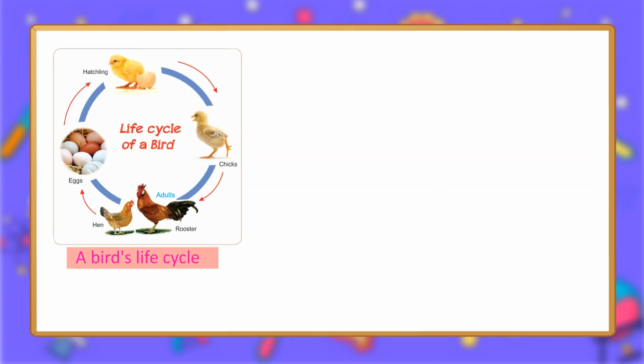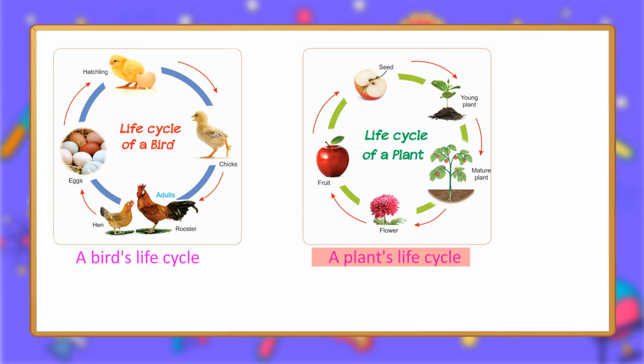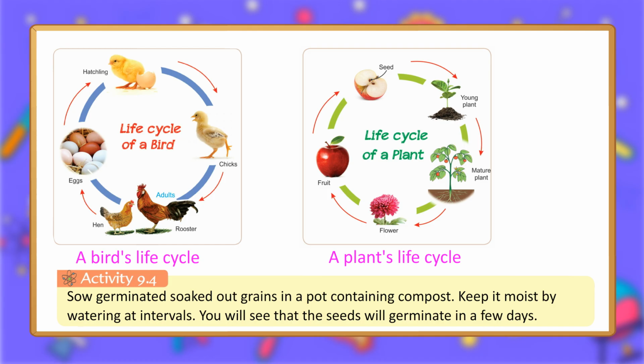Life cycle of a bird. Eggs. Hatching. Chicks. Adults. Rooster. Hen. A plant's life cycle. Seed. Young plant. Mature plant. Flower. Fruit.